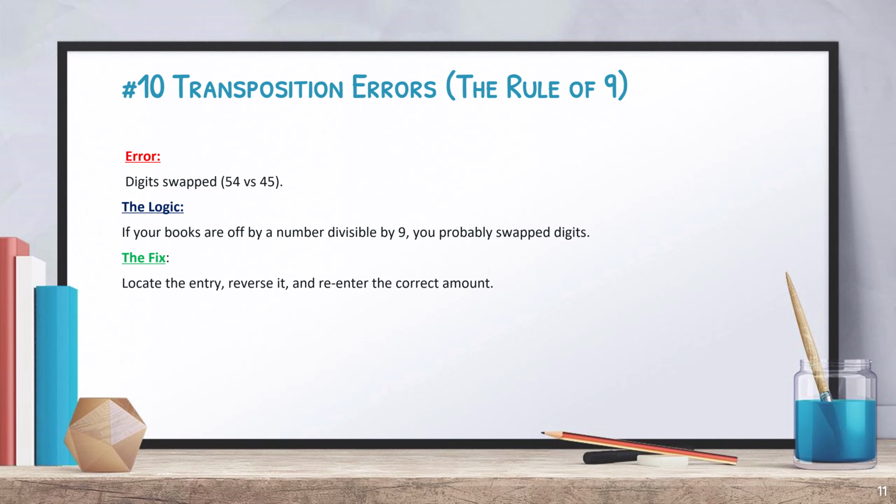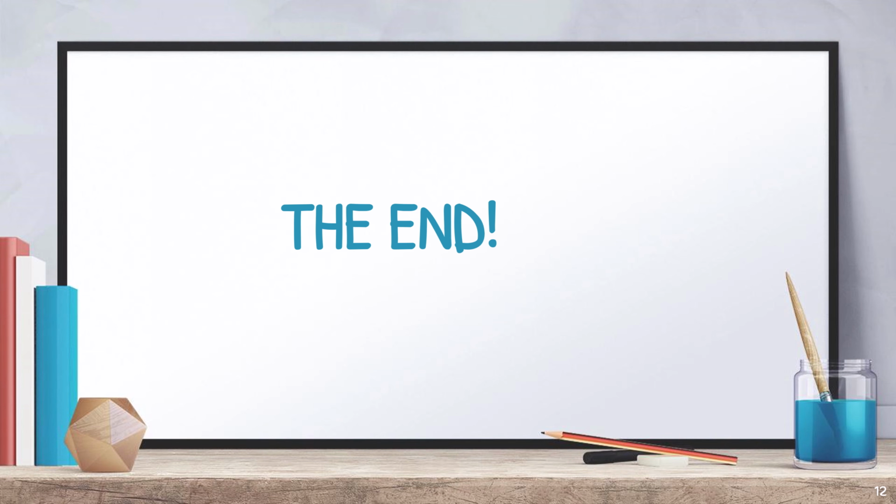Number 10, transposition errors, the rule of 9. This is a sneaky data entry mistake. For example, typing $54 instead of $45, or $3,921 instead of $3,291. The logic: if your books are off by a number divisible by 9, you probably swapped digits. The fix: locate the entry, reverse it, and re-enter the correct amount.